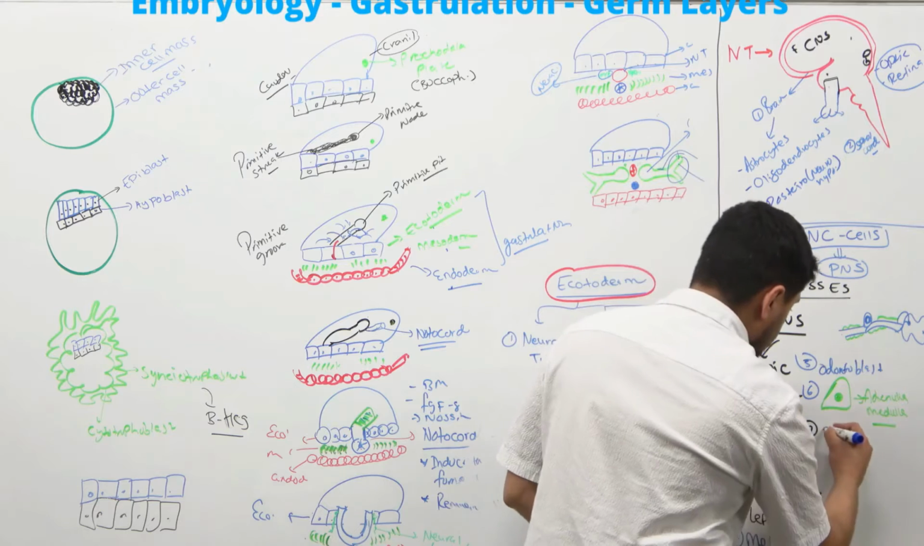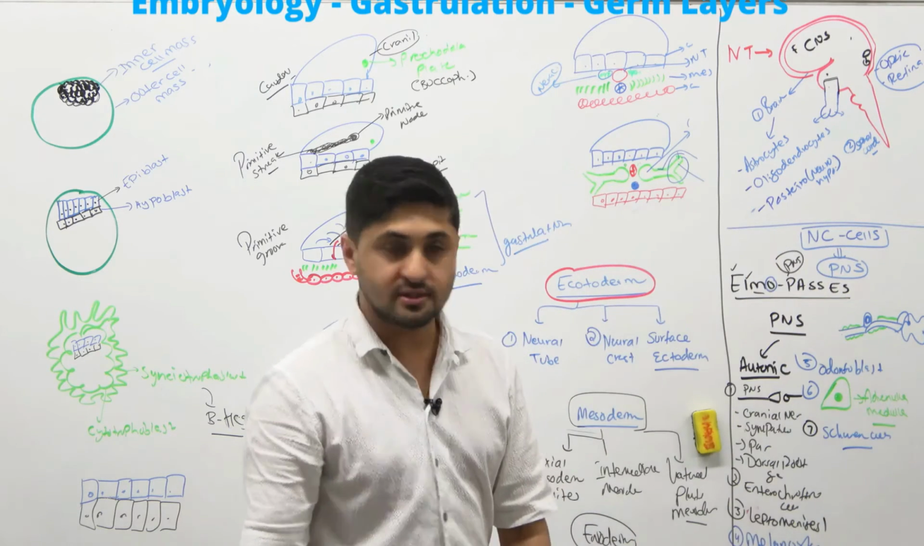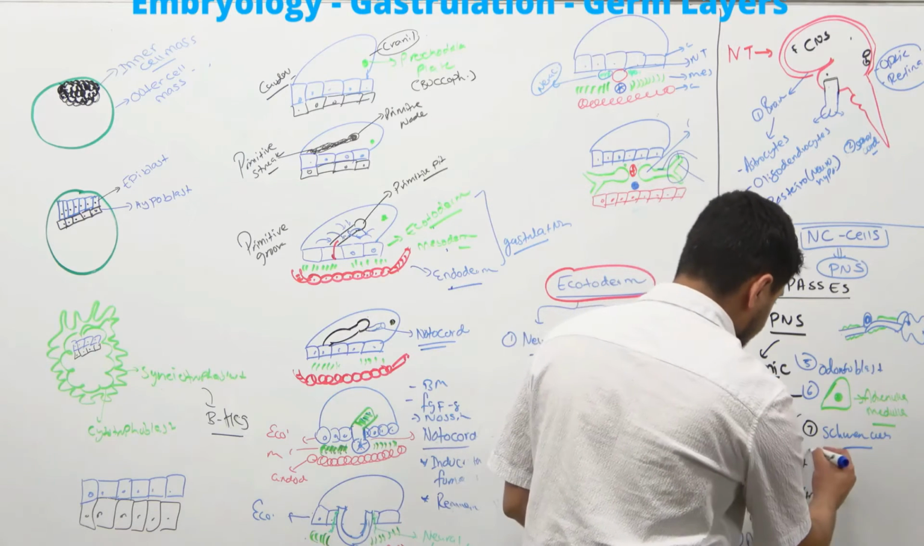So Schwann cells are coming from, basically, neural crest cells. Now let's just talk about 8. What is 8?